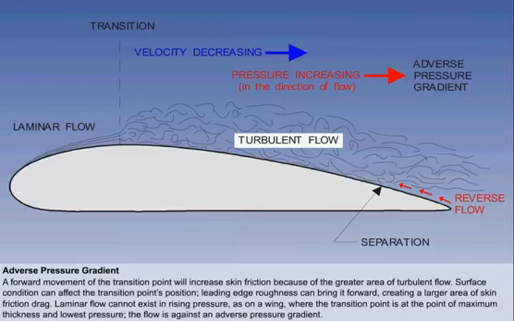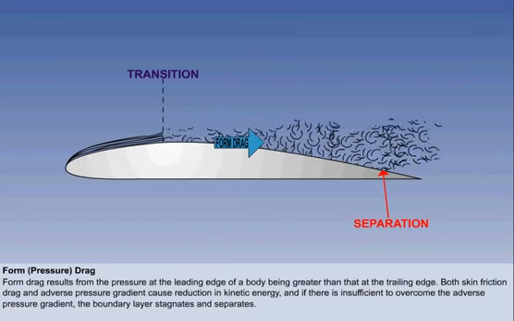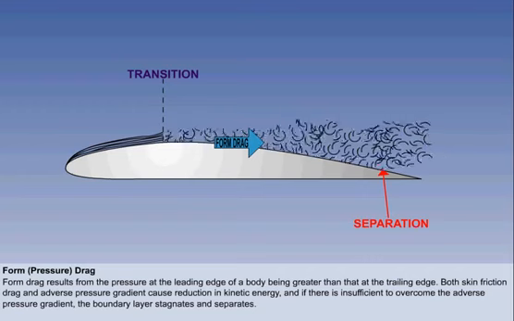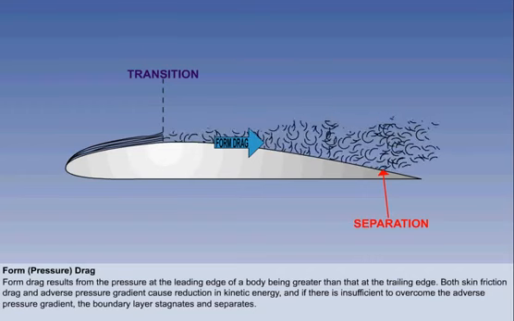It is worth noting that for clarity, the depth of the layers has been exaggerated in the diagrams. In reality, the laminar boundary layer is about 2 mm deep and thickens to about 20 mm in the turbulent flow. Form drag results from the pressure at the leading edge of a body being greater than at the trailing edge, hence its alternative name.